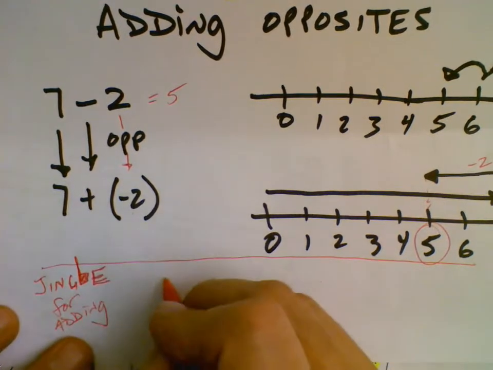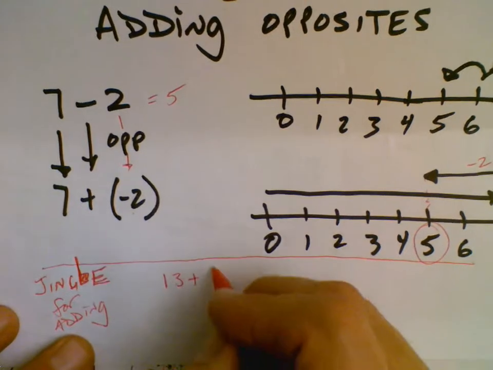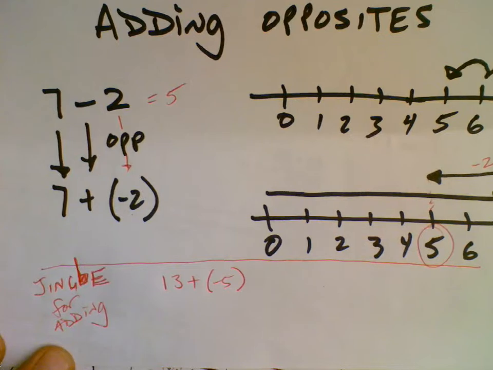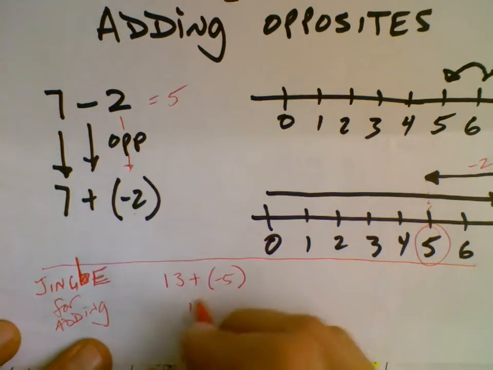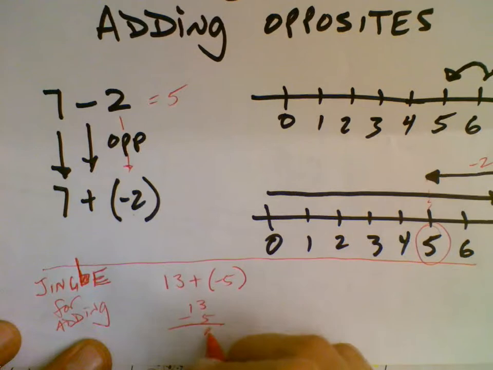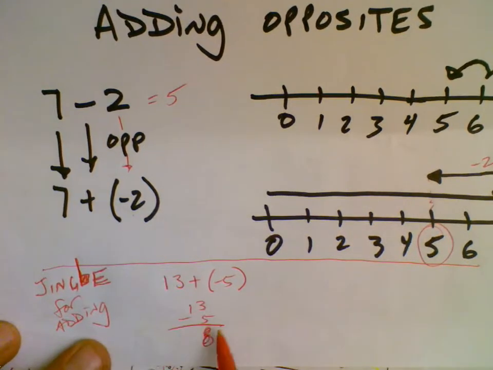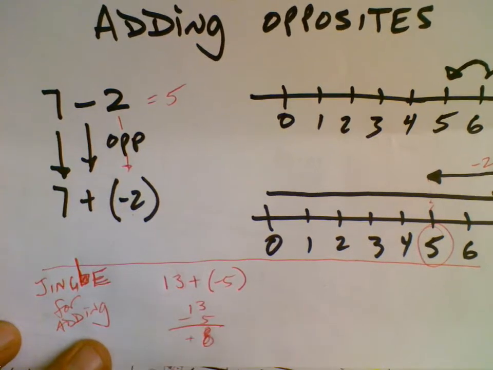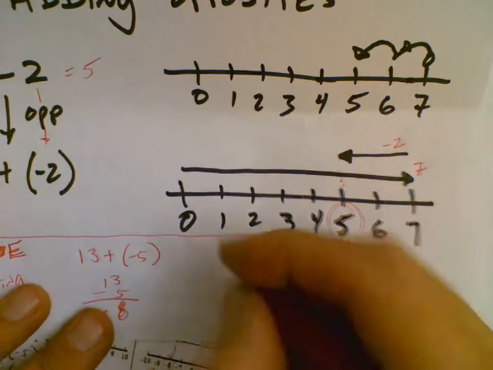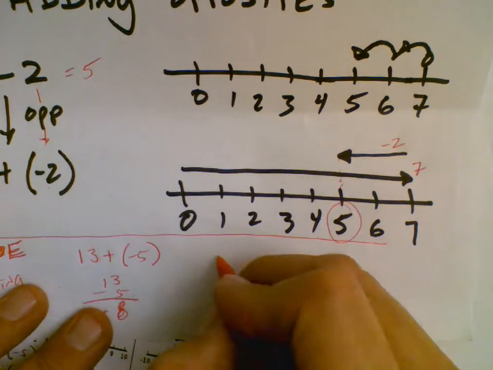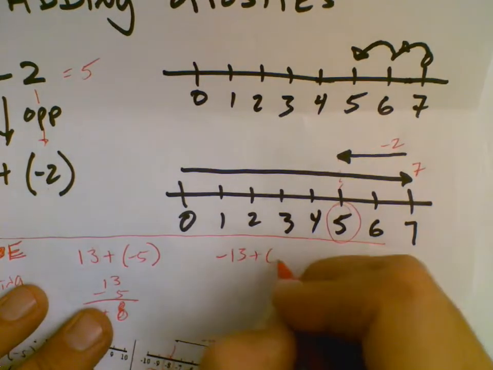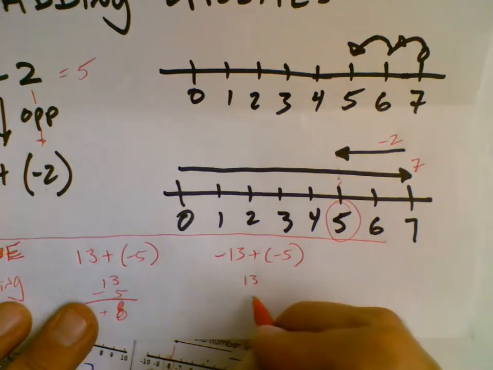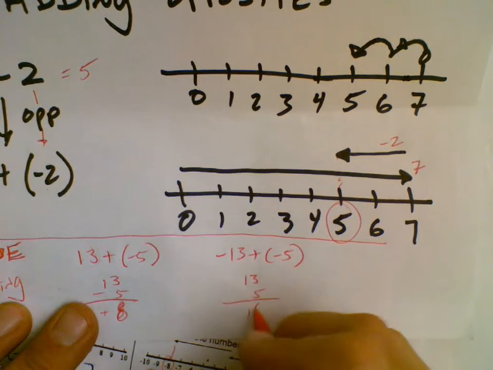So if I have 13 plus negative 5, same signs, add them up, different signs, subtract. These are different signs. So I go 13 minus 5, which is 8. And I would take the sign of the higher number. This is furthest from 0, and it's positive, so this answer is positive. But if I had negative 13 plus negative 5, they're the same sign. I would simply add up 13 and 5, which is 18, and I'd keep the sign.